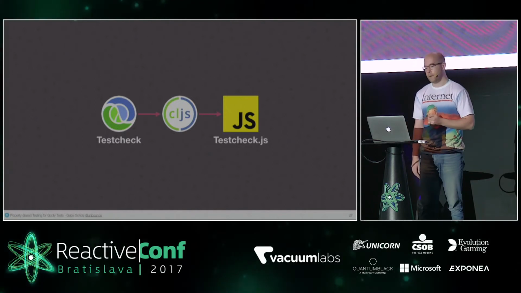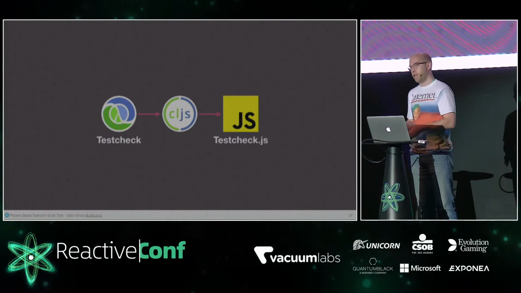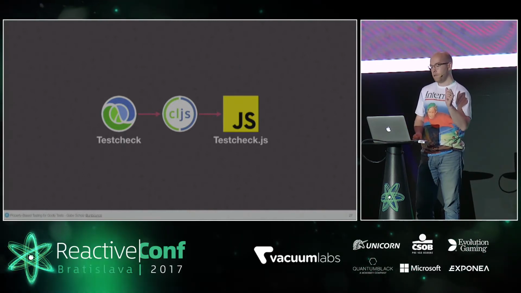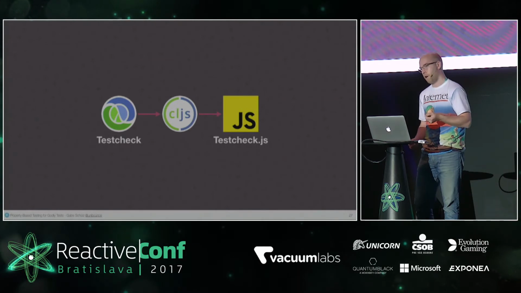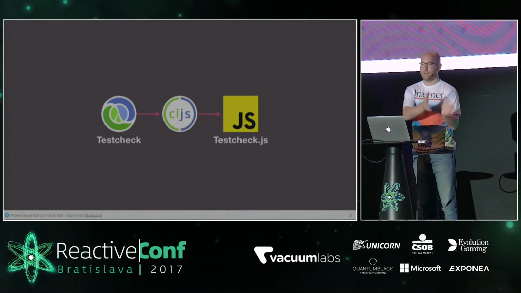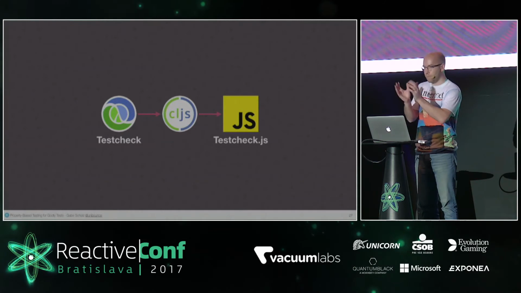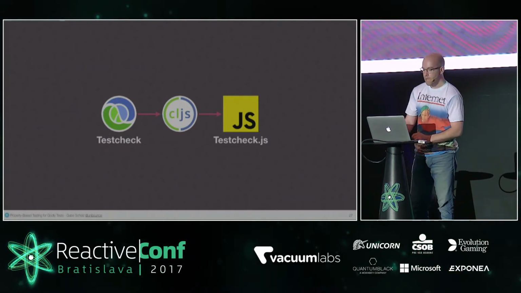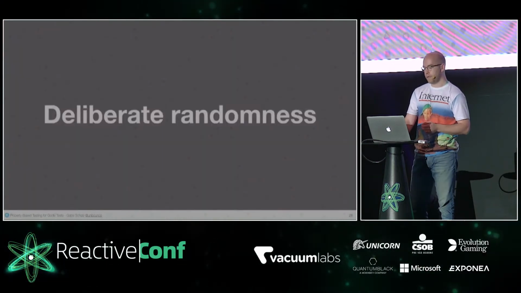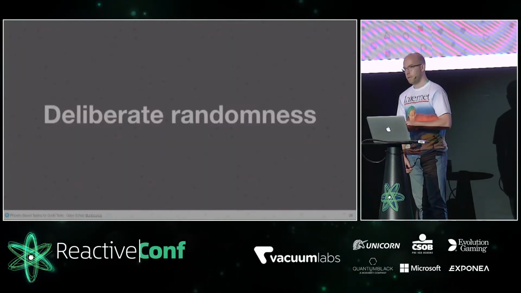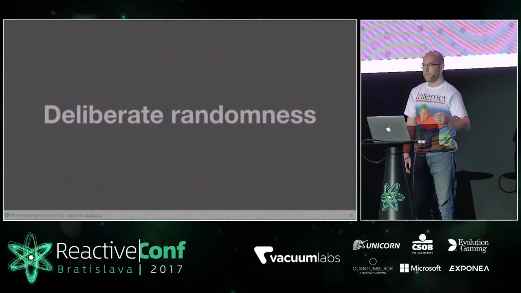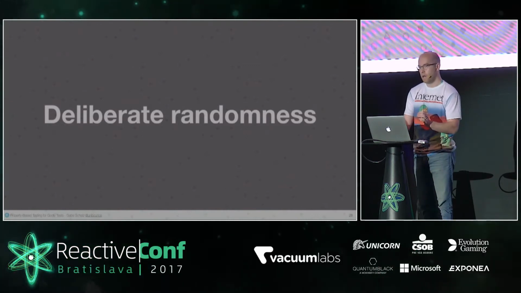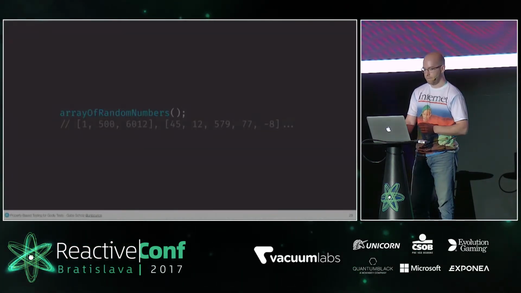Okay, I'm going to include TestCheck.js, which is a transpiled version of TestCheck, a Clojure core library that's been passed through ClojureScript and then wrapped with a really nice JavaScript wrapper so that you can do it in JavaScript style. It's really nice. A common theme with all of these libraries is that there is some deliberate randomness here. It may seem that the values we're getting back are completely random, but that's not exactly true. There's a deliberate mechanism going on in the background.